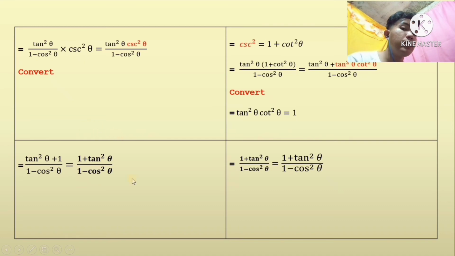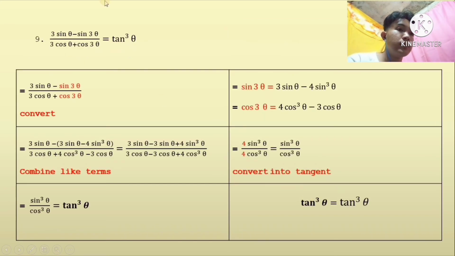Our proving is 1 plus tangent squared theta over 1 minus cosine squared theta is equal to 1 plus tangent theta over 1 minus cosine squared theta. So, number 9, let's prove (3 sin theta minus sin 3 theta) over (3 cosine theta plus cosine 3 theta) is equal to tangent cubed theta. So, let's use the left hand side.